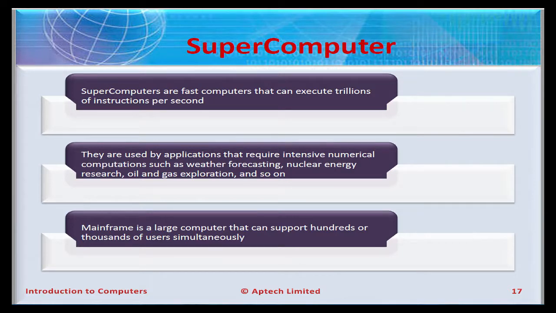Now, supercomputers are fast computers that execute trillions of instructions per second. Your typical PC executes billions of instructions per second. That is why we are calling this a supercomputer. They're used by applications which require intensive numerical computation, such as weather forecasting, nuclear energy research, oil and gas exploration, and so on. The mainframe is a large computer that can support hundreds of thousands of users at the same time.